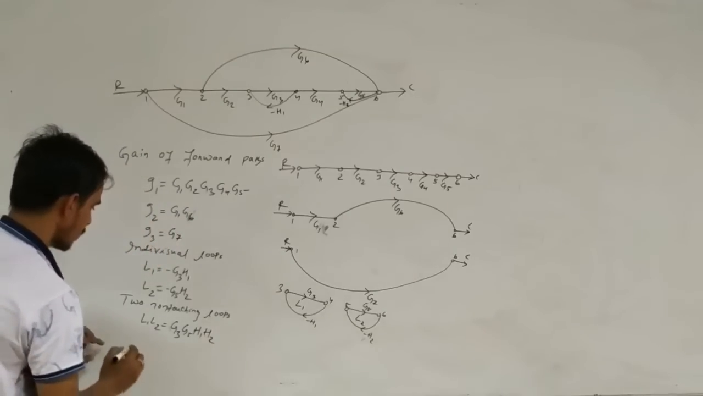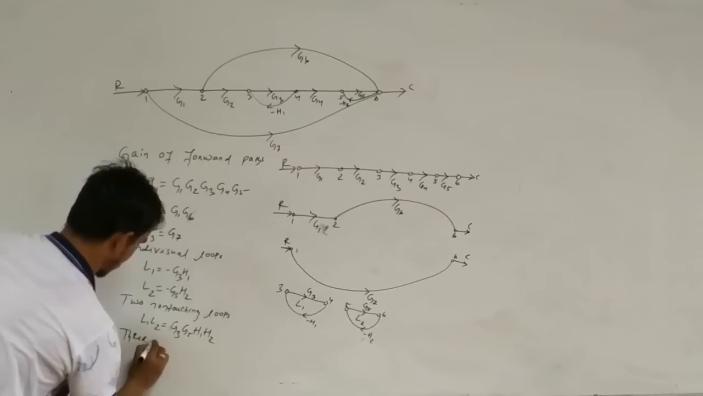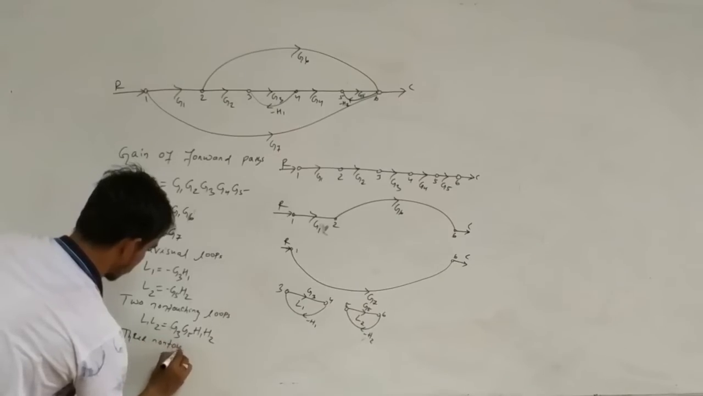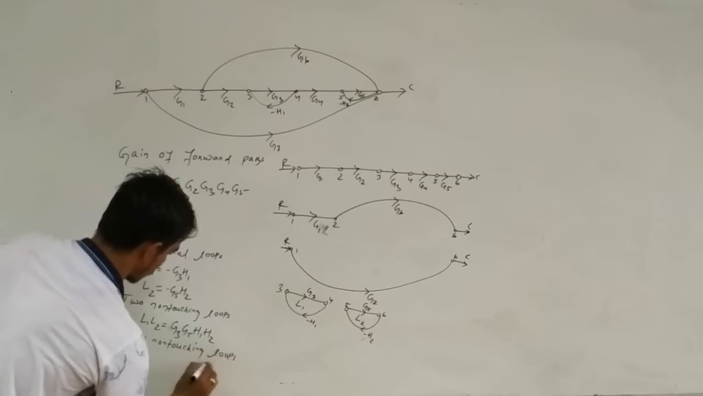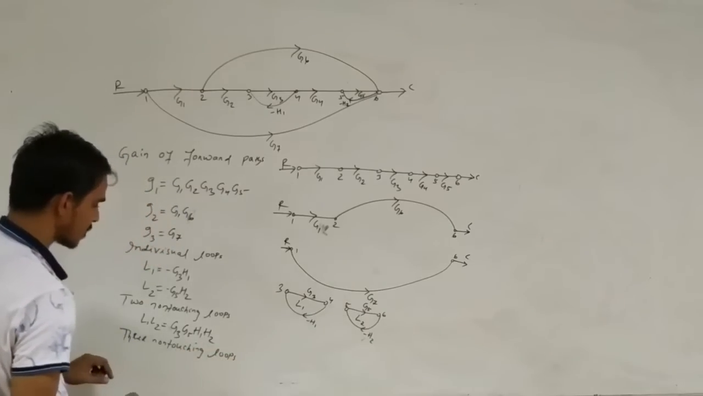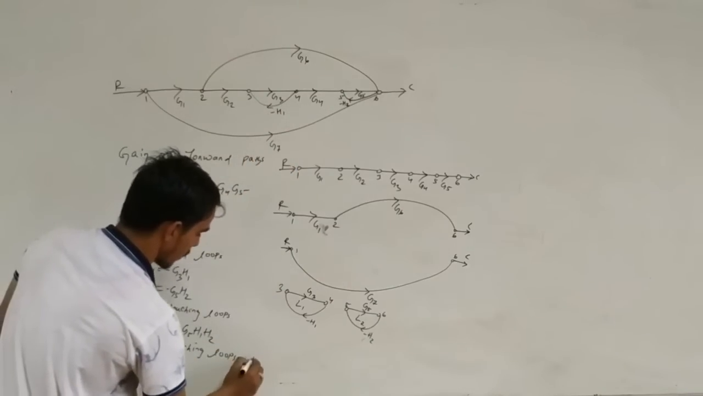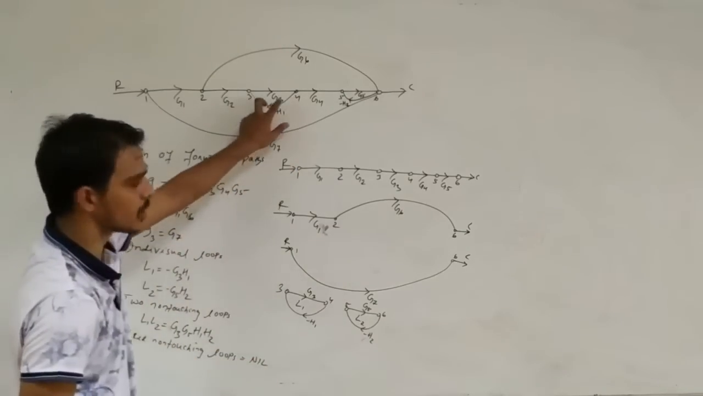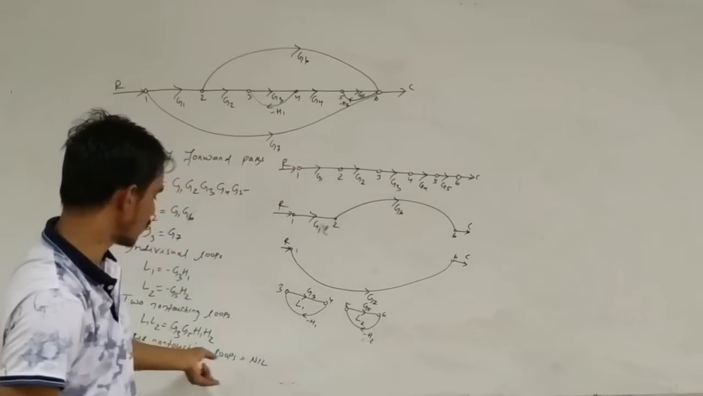Okay, three non-touching loops. Are three non-touching loops available or not? No, because there are only two non-touching loops. Three loops are not there. So three non-touching loops: nil.